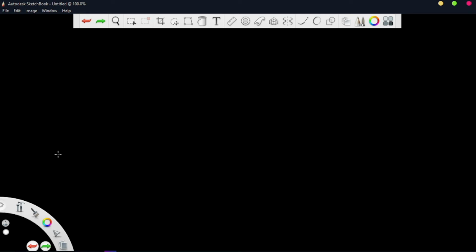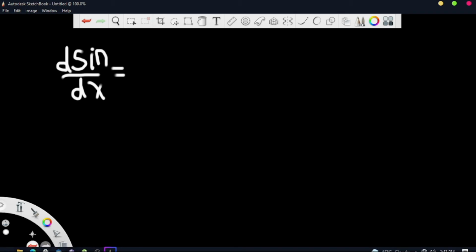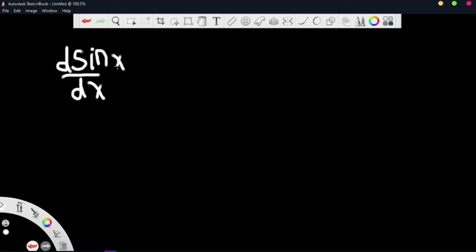At this level that I'm at, implicit functions are talked about plenty of times. So now let's look at the derivatives of trigonometrical ratios. The derivative of sine: d of sine x over dx is basically going to be equal to cos x.